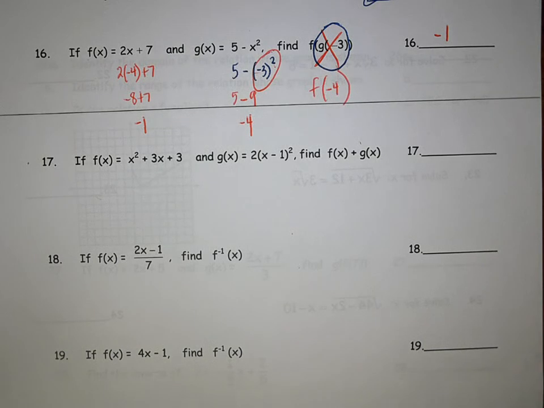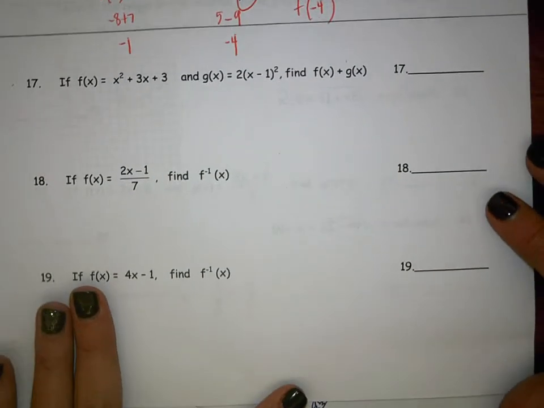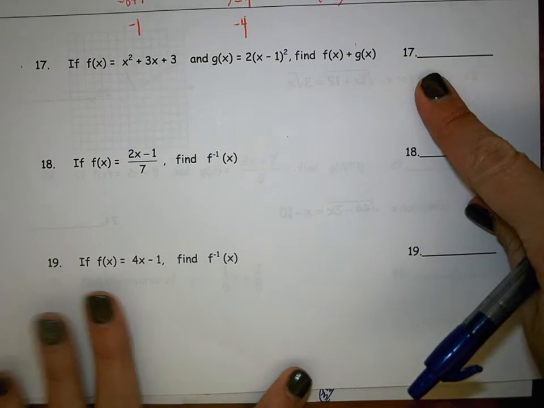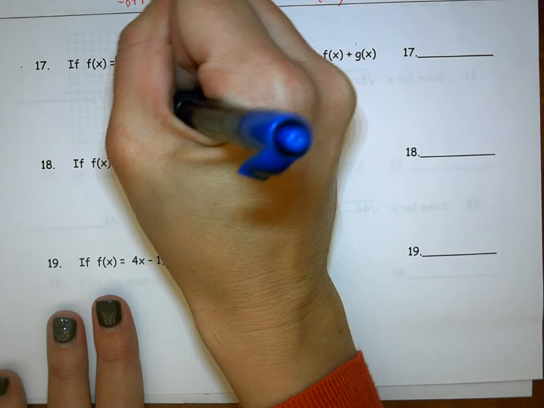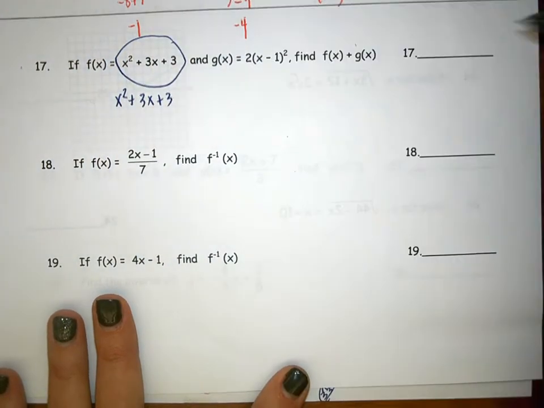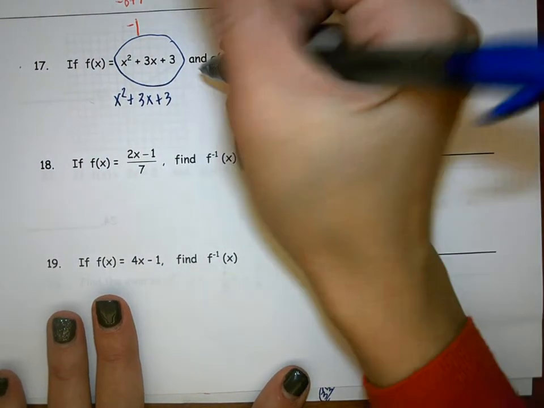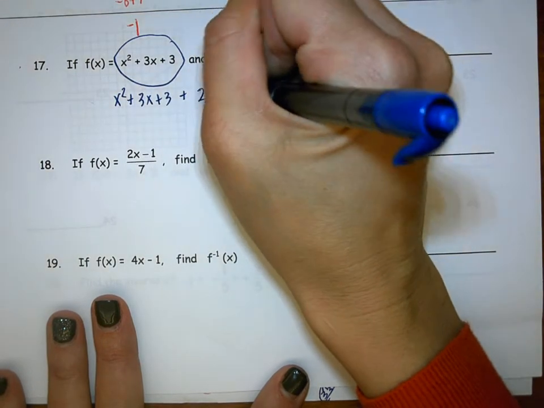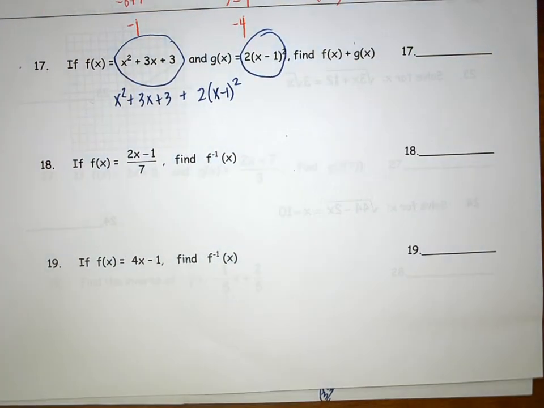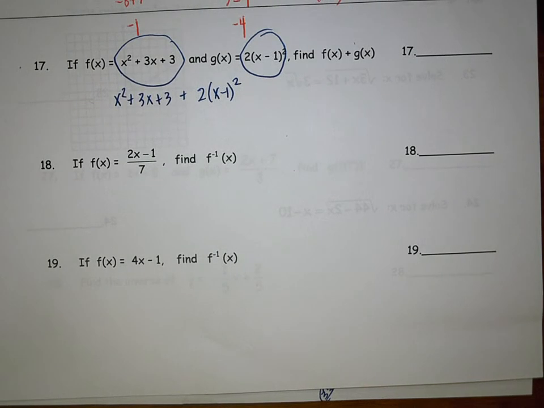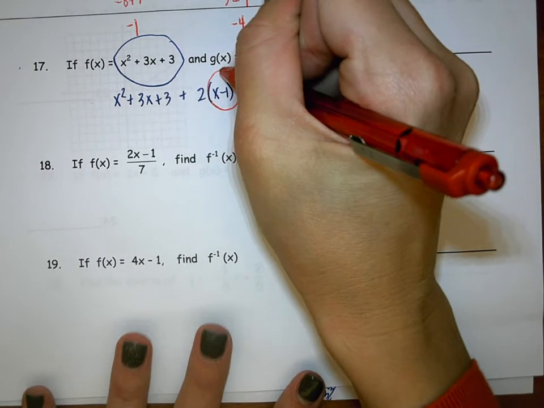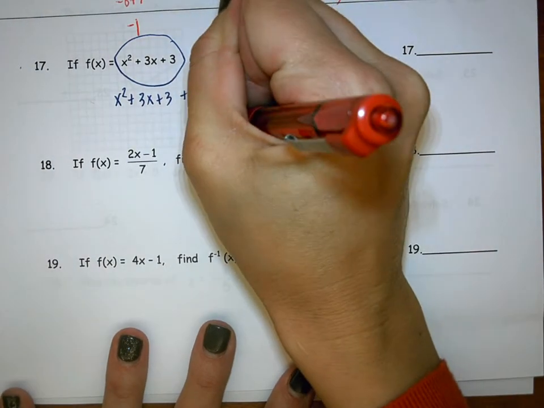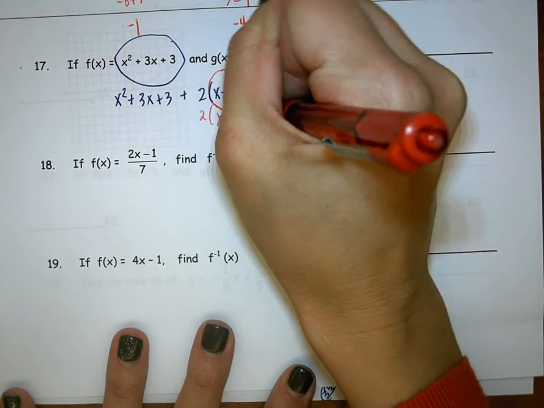Okay, 17. Again, we have an f of x and g of x, and we're adding them together. So my f of x is this right here, x squared plus 3x plus 3. And my g of x is this, which is plus 2 times x minus 1 squared. What will I do first in this problem? Your exponent, right? So you're going to do your box or FOIL. And when you do that, I end up with x squared minus 2x plus 1.